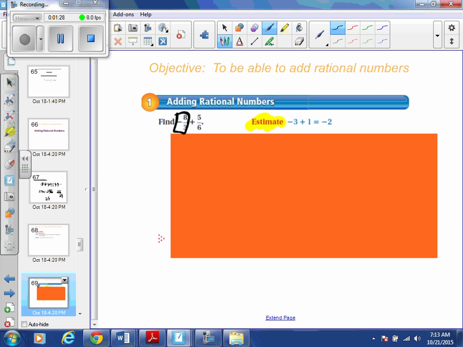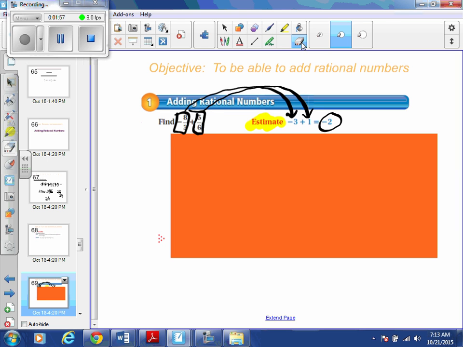So first they said -8/3. -8/3 is like a cheesecake. If I would change that to an integer, it would be about 3 negative cheesecakes. And 5/6, if you cut up a cheesecake into 6 pieces and give me 5 of them, that's pretty darn close to 1 whole cheesecake. Then -3 cheesecakes plus 1 positive. The 1 positive cancels with one of the negatives, and we're left with -2. So our answer should be pretty darn close to -2.